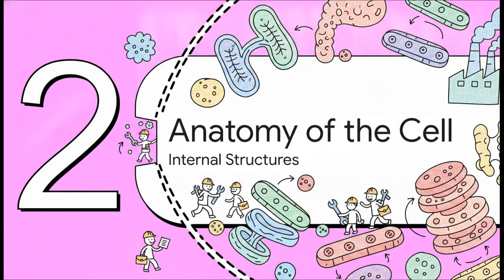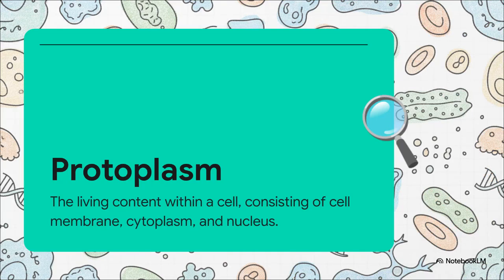Moving on to Section 2, anatomy of the cell. First up is the protoplasm. This is the living material right inside the cell. Think of this as the bustling city limits of our cellular factory. As you can see labeled here, it's made up of three distinct areas: the cell membrane, the cytoplasm, and the nucleus. This whole space is a highly dynamic environment where all of life-sustaining processes are actively coordinated.